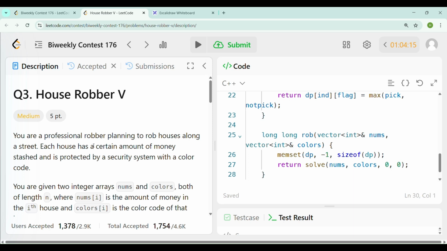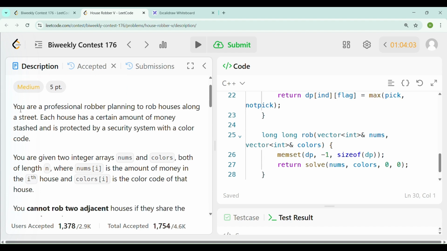Hello everyone. So today the problem which we will solve is the third problem of this bi-weekly contest. And let's look at the problem. It's called House Robber 5. So what does the problem state?